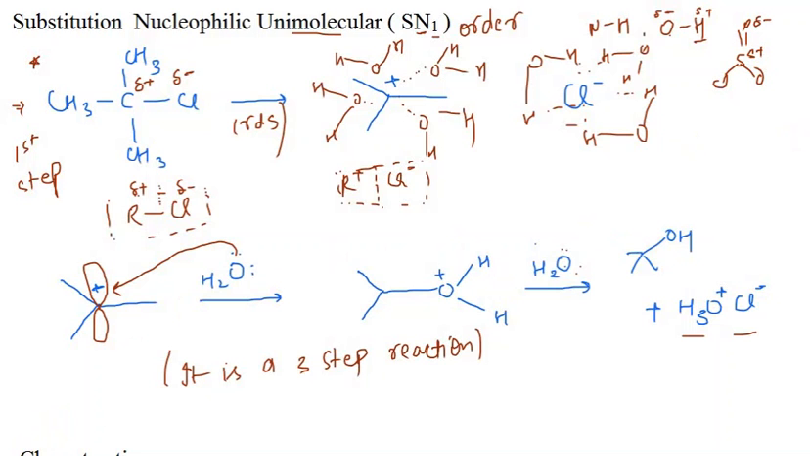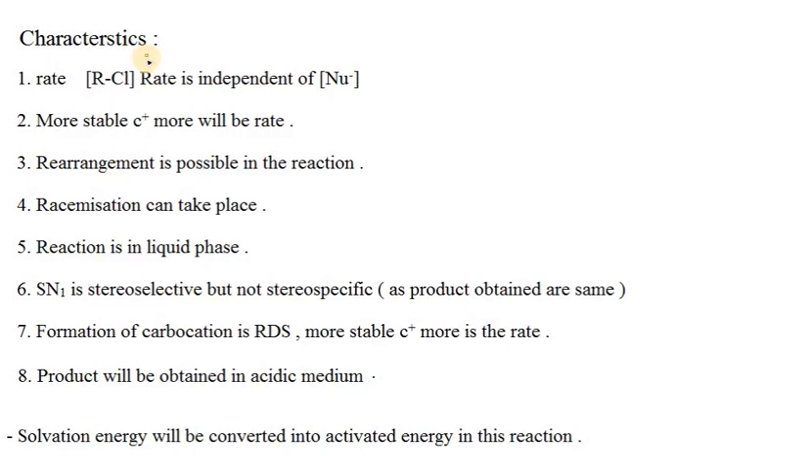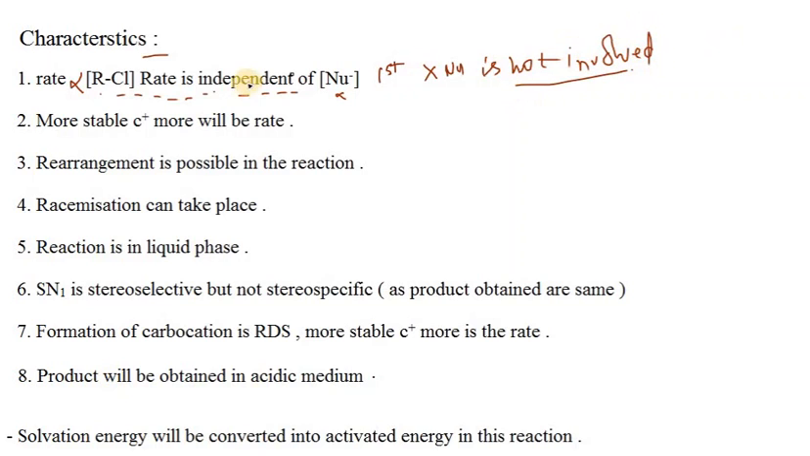Now if we consider further the characteristics of the reaction, the rate is directly proportional to the concentration of RCl. The rate is independent of the nucleophile, because in the first step the nucleophile is not involved, and the first step is the RDS. So the rate is independent of the concentration of nucleophile. So it is of first order.